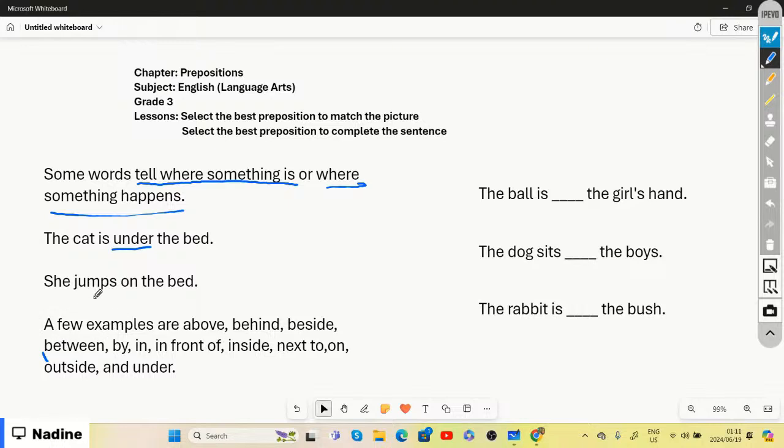And it also says she jumps on the bed. We need to identify the preposition within that sentence. Yes, but remember, we only say the one word, like for example, under. So we only say under, for example.